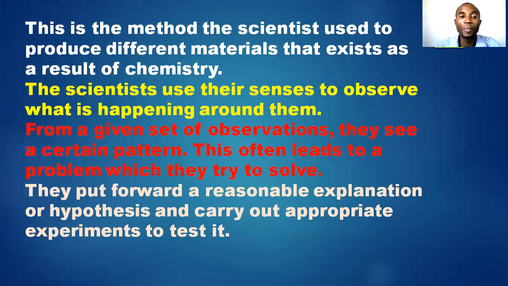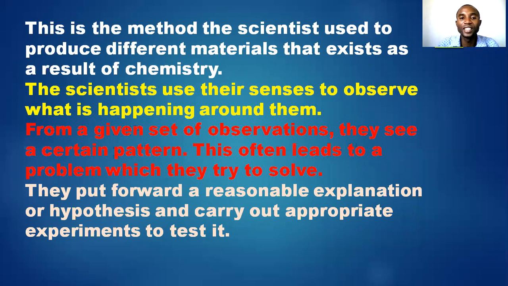What we mean by scientific method is the method scientists use to produce the different materials that exist as a result of chemistry. We don't just produce things for producing's sake. They don't just do it haphazardly. They do it with a particular process called the scientific method. And how did they do it?